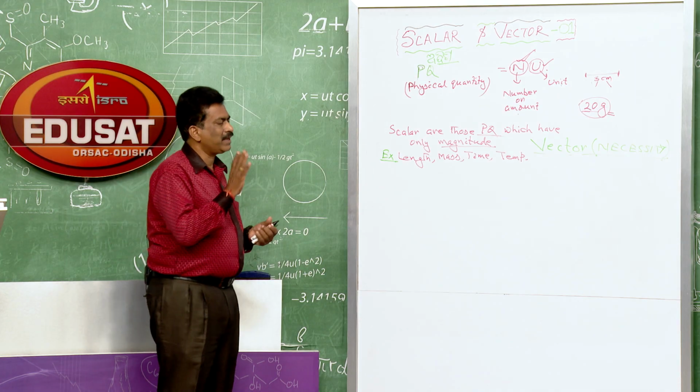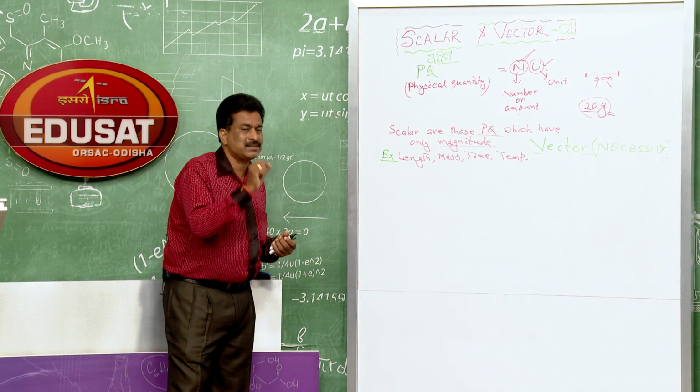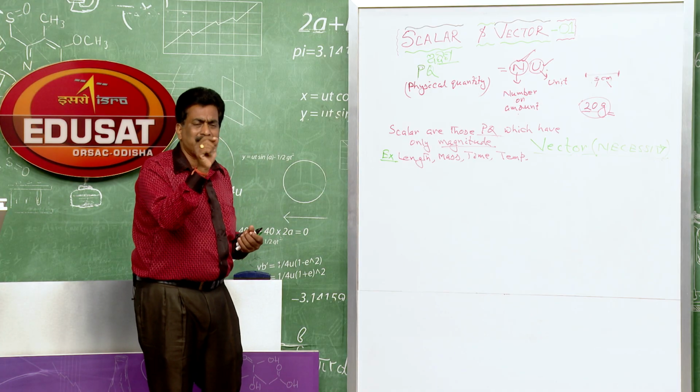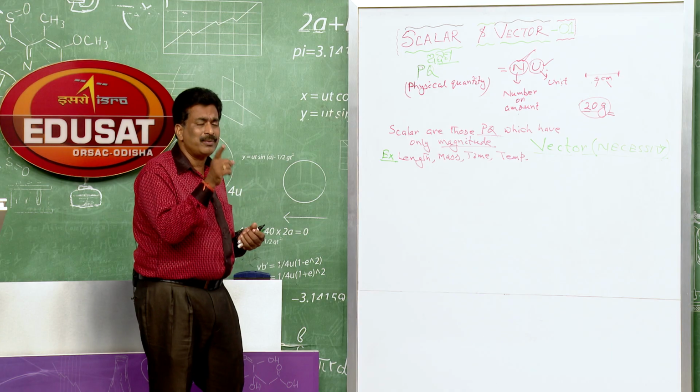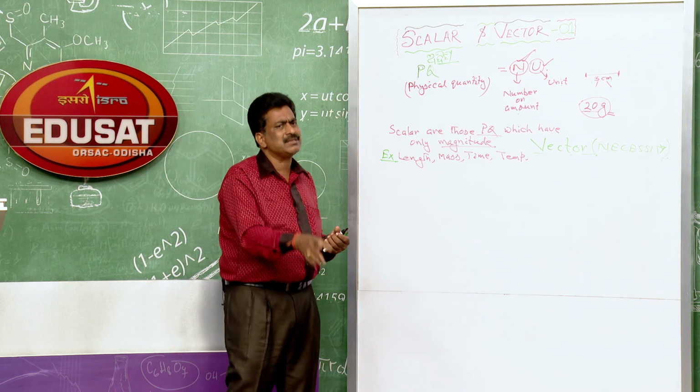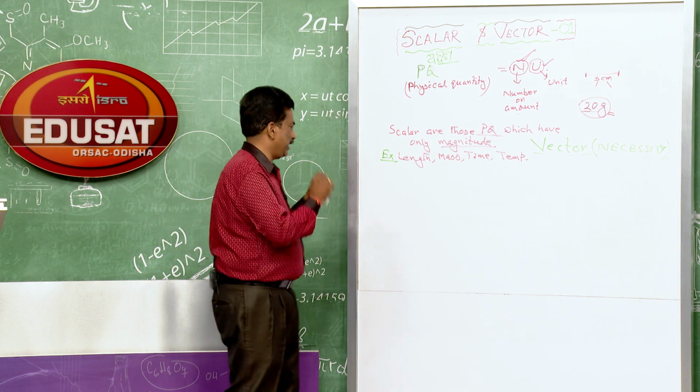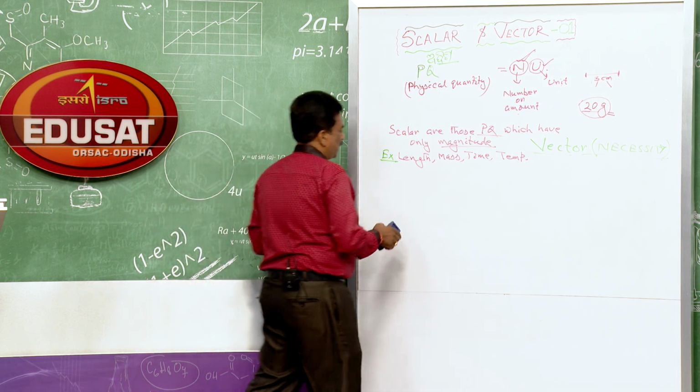But today we will come to know that with direction, some necessary conditions must be associated with the vector. Only if those conditions are satisfied will it be treated as a vector quantity. Let us take one example.